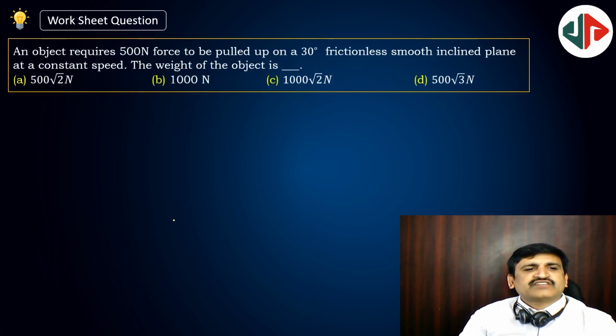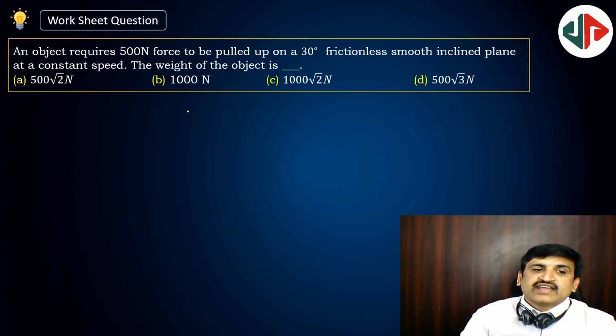An object requires 500 Newton force to be pulled up on a 30 degrees frictionless smooth inclined plane at constant speed. The weight of the object is equal to? For constant speed, acceleration is 0. V constant means acceleration 0, which means net upward force is equal to net downward force. Net force is 0. That is the logic.